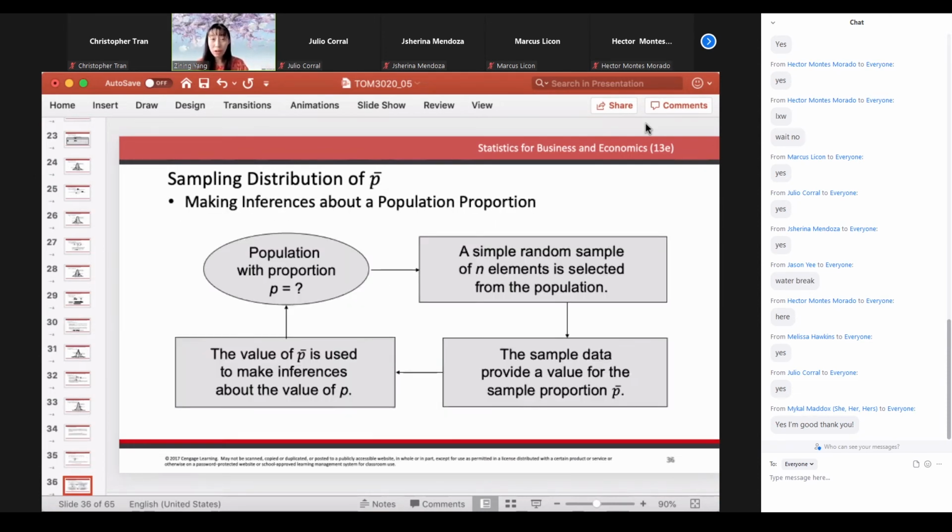Then let's move on. We've done this sampling distribution for the mean. Now we want to apply the same concept for the binary variable. For proportion, it's the same process. We have a population, we take a sample from the population, we conduct all the calculation in the sample, and then we use the sample statistic to estimate the population parameter. From the flow chart, you can see it's the same process.